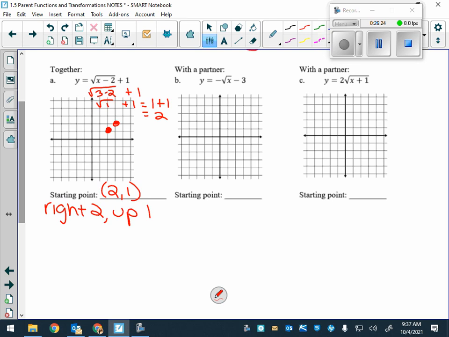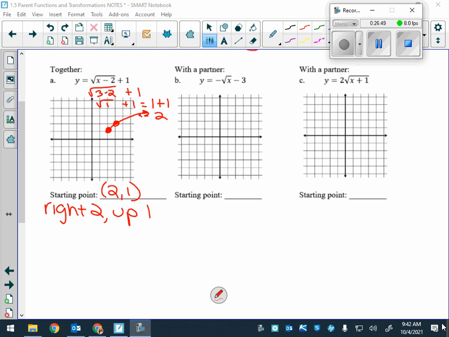So what would be another x value you could use if you needed to? Yeah, Jaden. 6. Because 6 minus 2, square root of 4, plus 1, 3. Okay. All right. Try B and C.